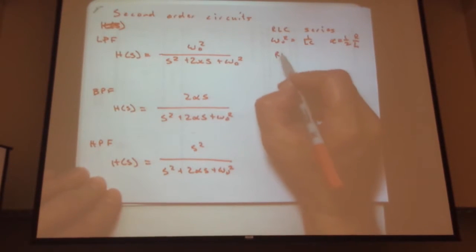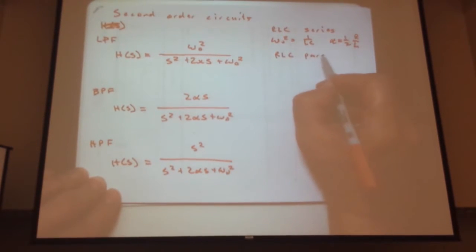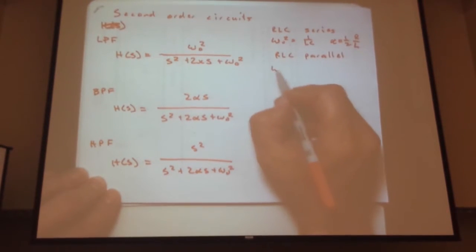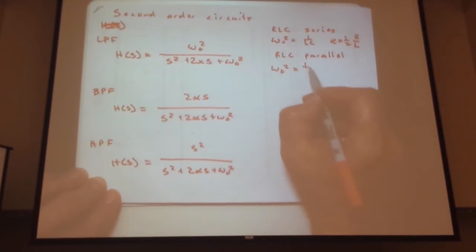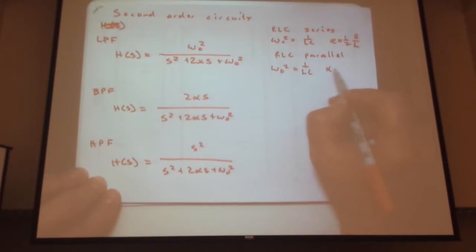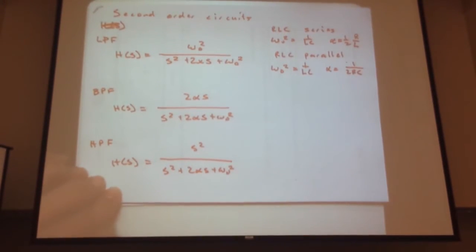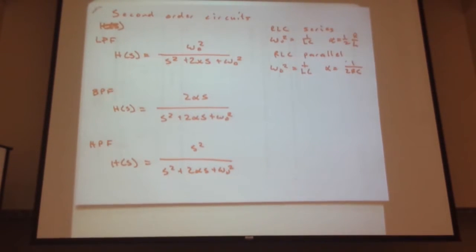RLC parallel: omega naught squared equals 1 over LC, and alpha equals 1 over 2RC. Those are things we should be familiar with, though again, this slipped up a lot on the last exam. So make sure you get that right.